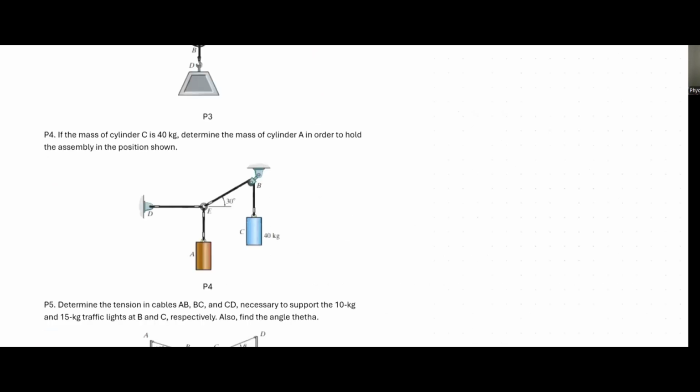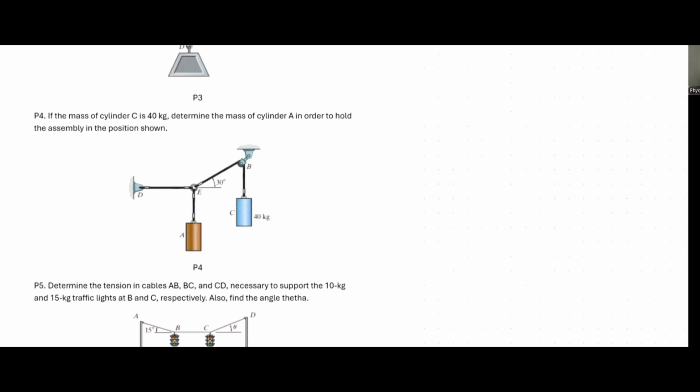The question says, if a mass of cylinder C is 40 kg, determine the mass of cylinder A. Cylinder C is 40. We are going to determine the mass of cylinder A.